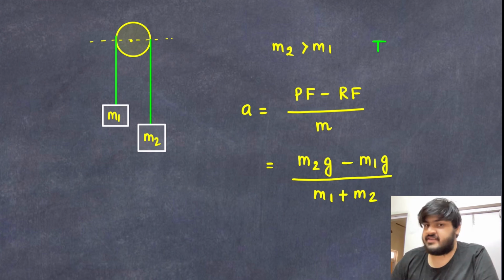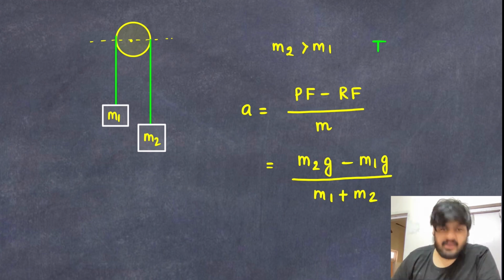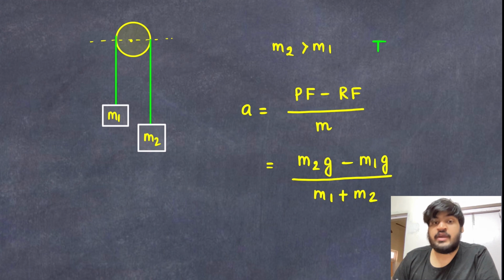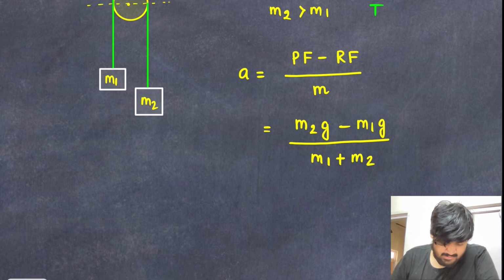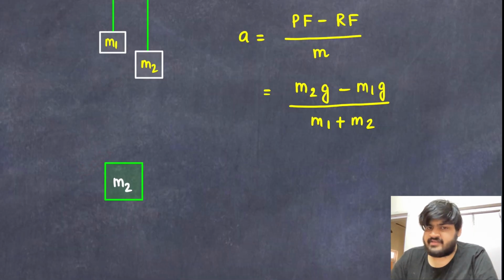Okay, so now what is our target? We need to find the tension. Okay, so for tension what will you do? You will just draw the free body diagram of any of the blocks, right? So over here I am drawing the free body diagram of this block of mass m2. Okay, so over here this is our block of mass m2, right? And we need to draw the free body diagram.